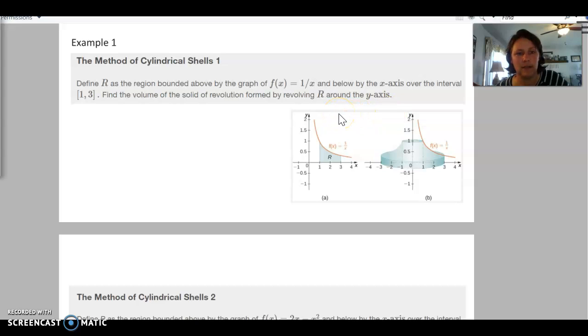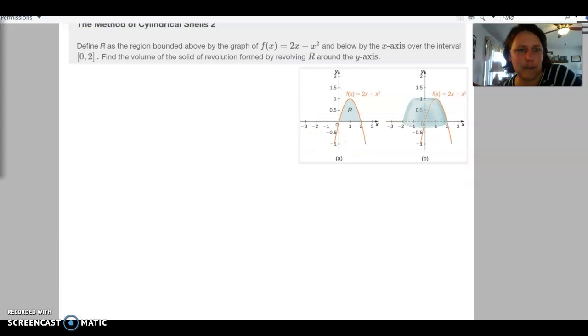Alright, so let's go on to our next example. Okay, I got our second example pulled up here. So this one's really nothing any different at all. It shows us a really nice picture. We are finding the region bounded above by the graph of f of x equals 2x minus x squared, and below by the x-axis over the interval from 0 to 2. So again, they're giving us our limits of integration. Find the volume of the solid of revolution formed by revolving around the y-axis.